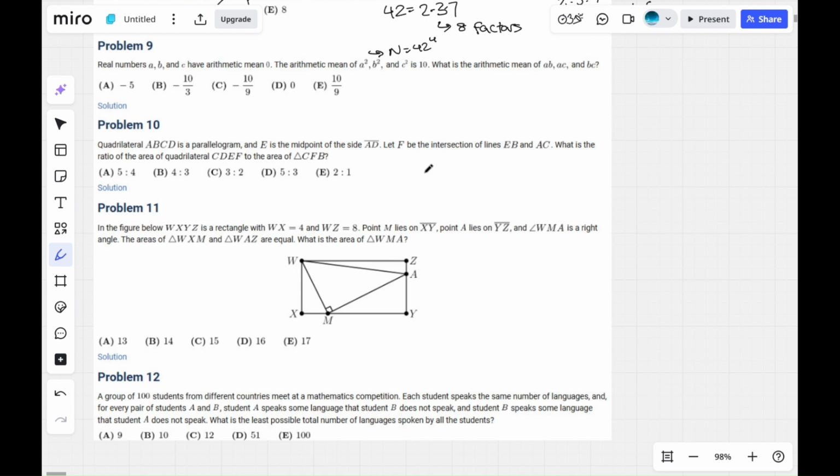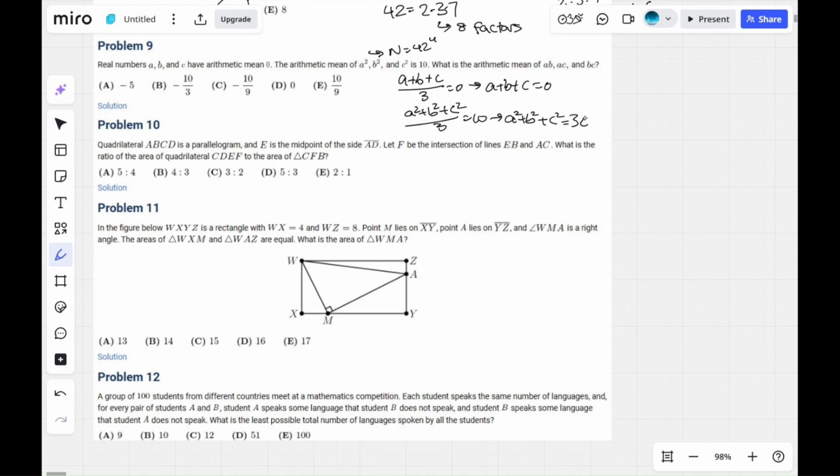Next question, question 9. So real numbers a, b, and c have arithmetic mean 0. The arithmetic mean of a squared, b squared, and c squared is 10. What is the arithmetic mean of ab, ac, and bc? So arithmetic mean basically just means average. So a plus b plus c over 3 is equal to 0. So a plus b plus c is equal to 0. And then a squared plus b squared plus c squared over 3 is equal to 10. So a squared plus b squared plus c squared is equal to 30.